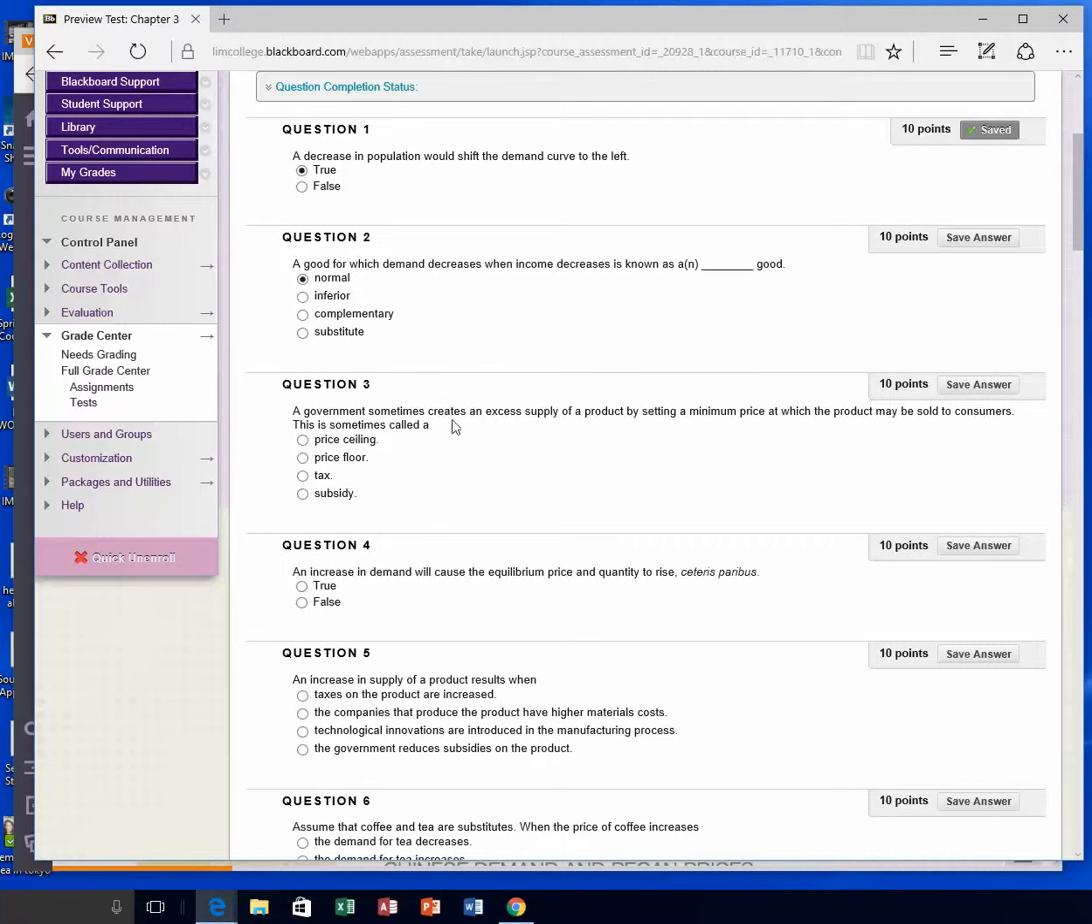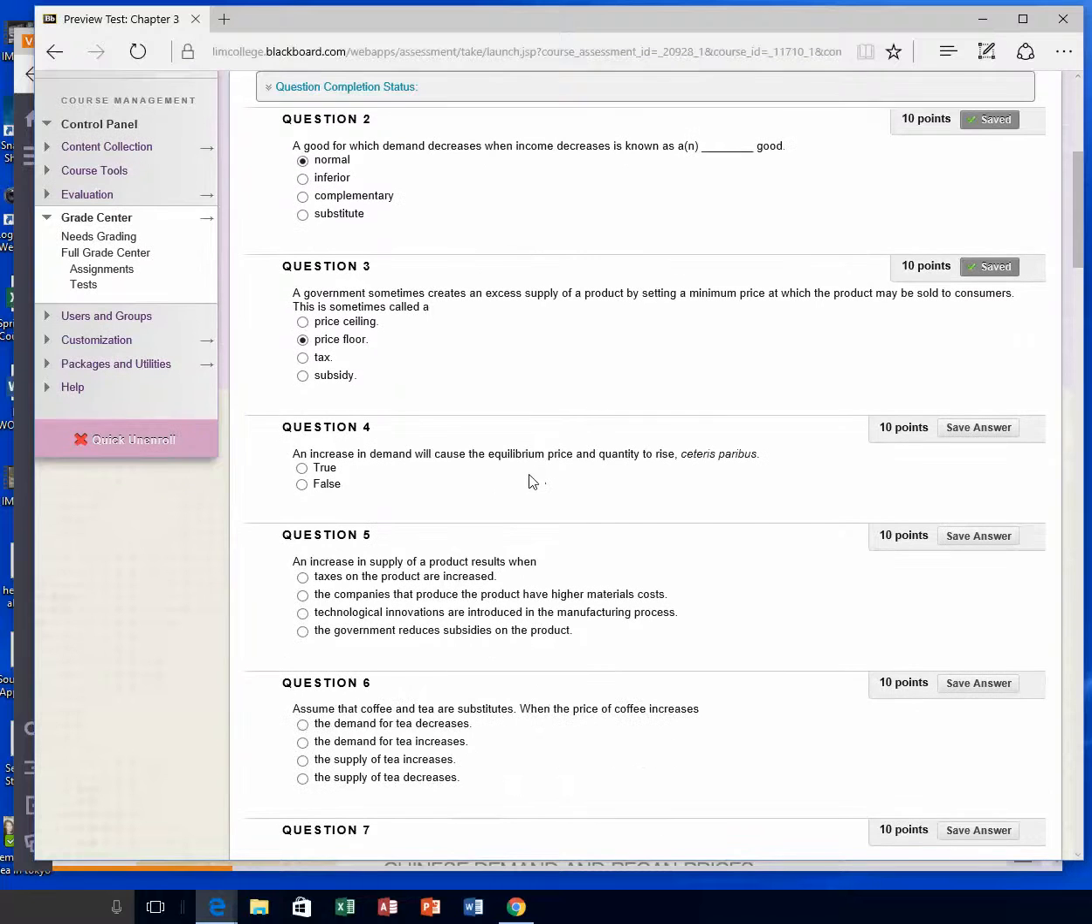Question 3. A government sometimes can create excess supply. This is where government gets involved in supply and demand. A lot of conservative economists do not like this because it leads to inefficiencies. But they can create excess supply of a product by setting a minimum price for what the product may be sold to the customers. This is called a price floor. A maximum price would be a price ceiling. We're going to talk about this more later in the semester, when we talk about how government gets involved and messes up or helps a market-based economy.